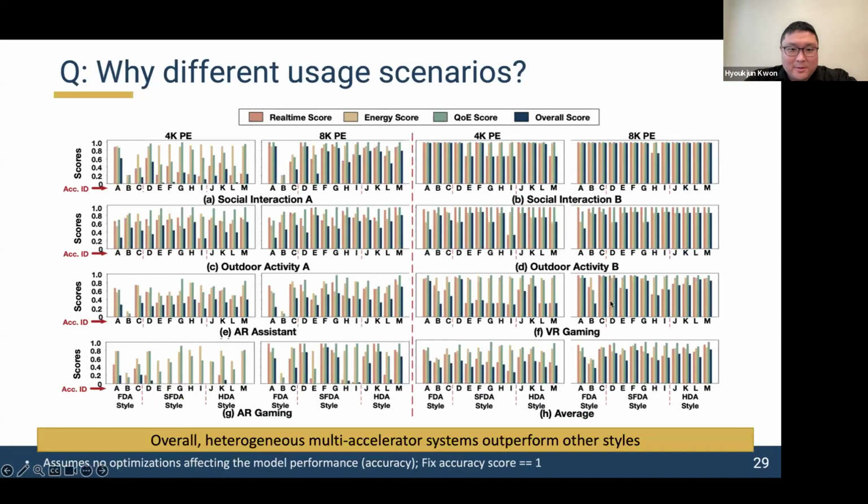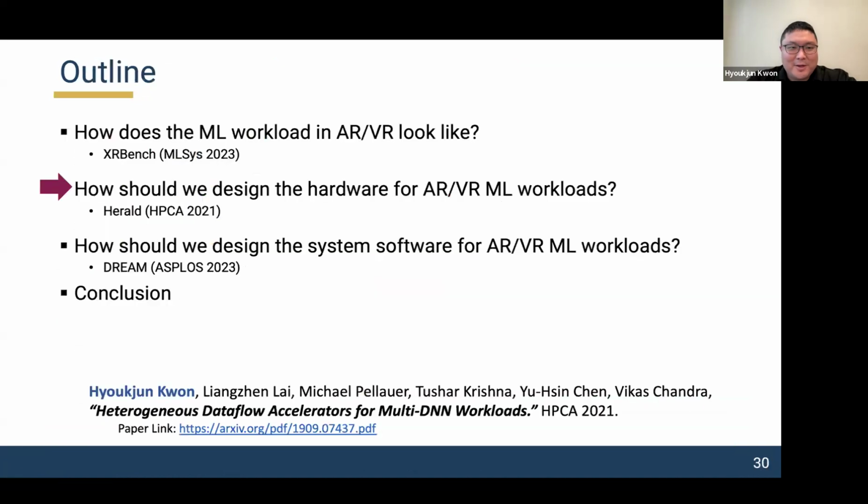Overall, from the results we observed, we found that heterogeneous multi-accelerator systems, or heterogeneous data flow accelerator systems, outperformed other accelerator styles. So that's why I will present a little more detail regarding the heterogeneous multi-instance accelerator system, or heterogeneous data flow accelerator system.